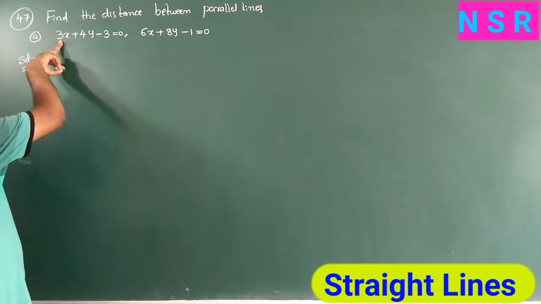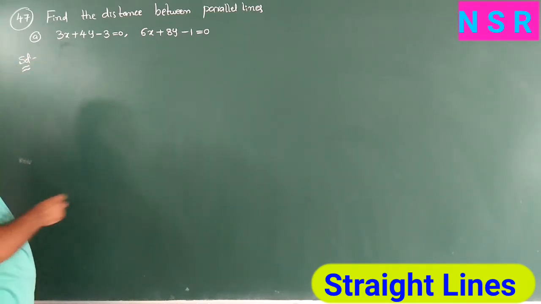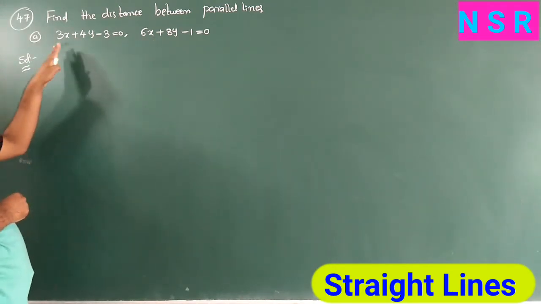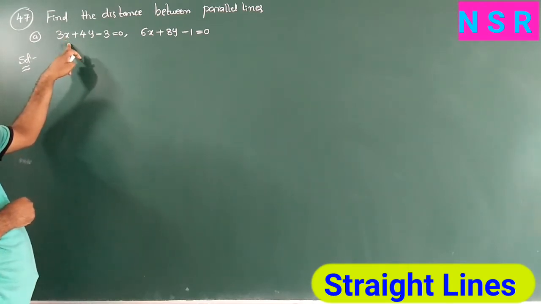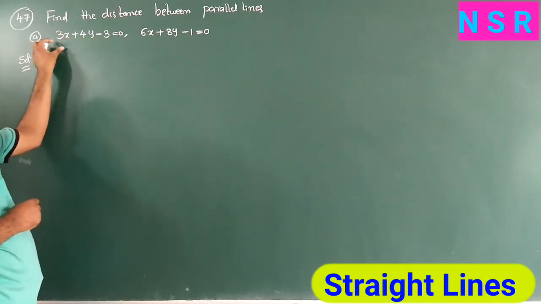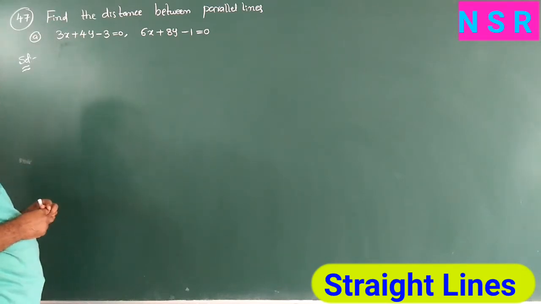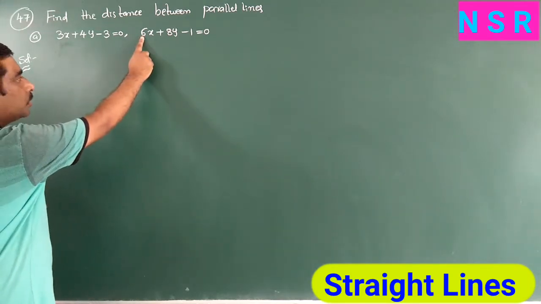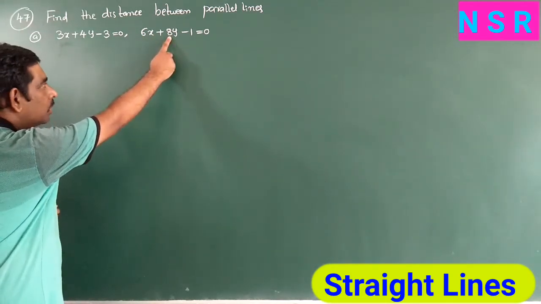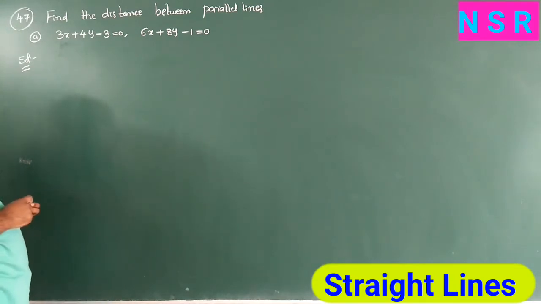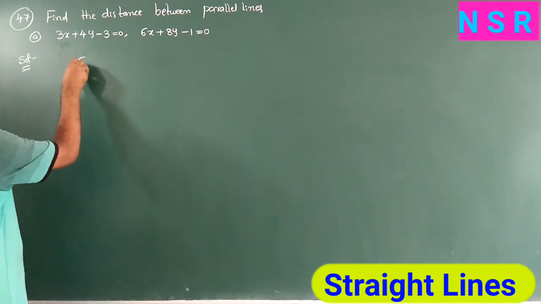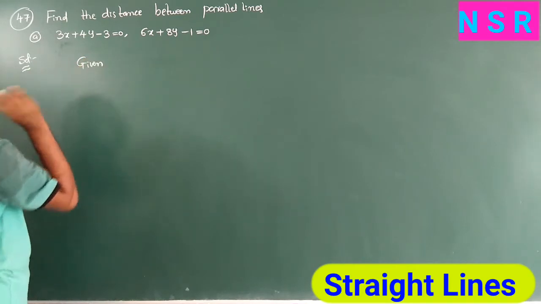If we multiply the first equation with 2, or divide the second equation by 2. If we multiply the first equation with 2, it changes into 6x plus 8y minus 6, then the x coefficient and y coefficient are equal in both lines. Or divide the second equation by 2: 6 by 2 is 3, 8 by 2 is 4, again the x coefficient and y coefficient are equal. So you can multiply the first equation by 2 or divide the second equation by 2. So here, given two lines, first we change the two lines into parallel lines.